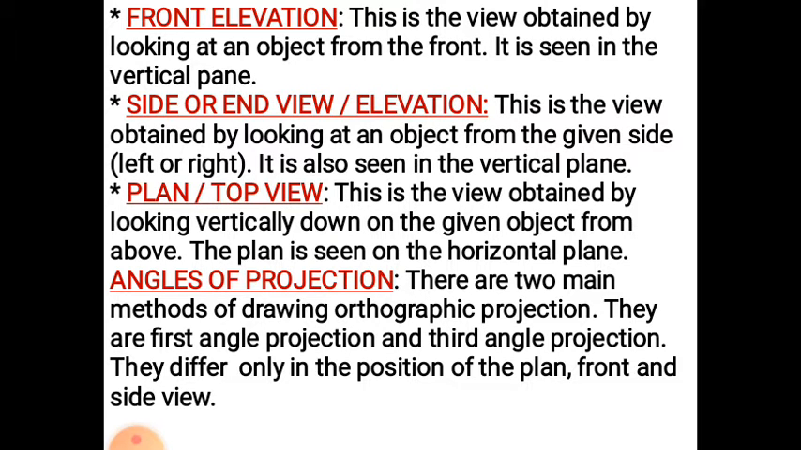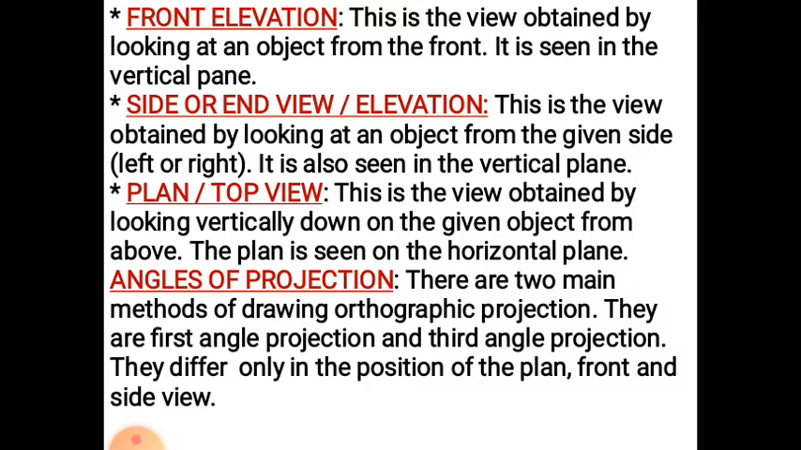We have the side or end view or elevation. This view is obtained when looking at the object either from the left or right side. It's also seen in the vertical plane, while you have the plan or top view, which is viewed by looking at the object vertically down from the top, and this one is seen in the horizontal plane.